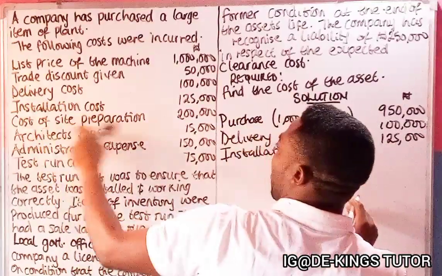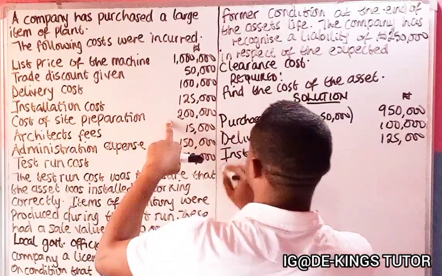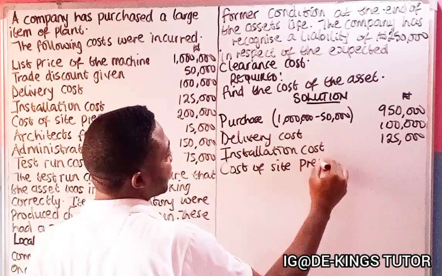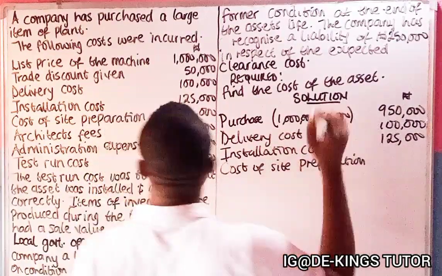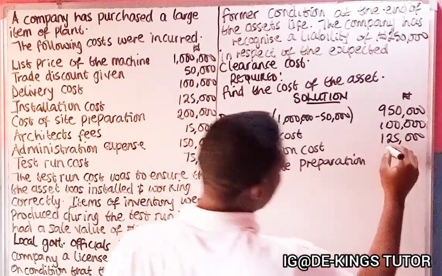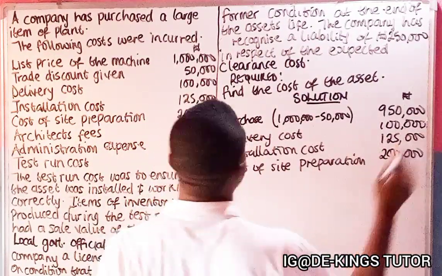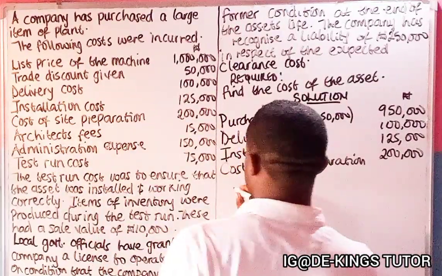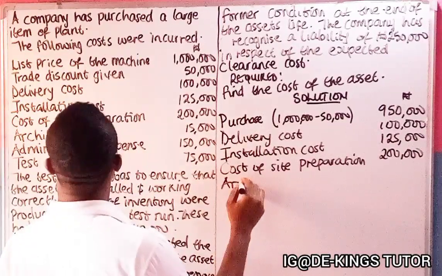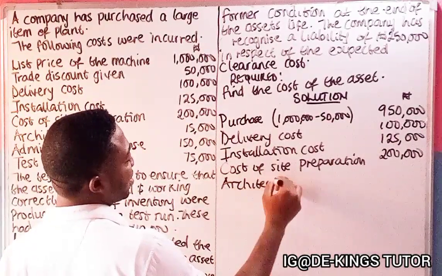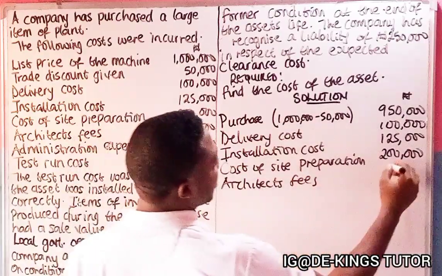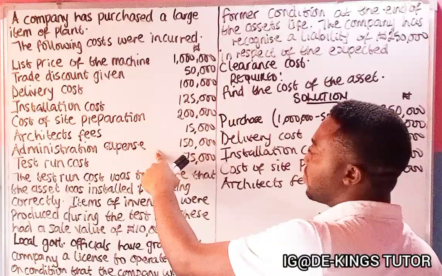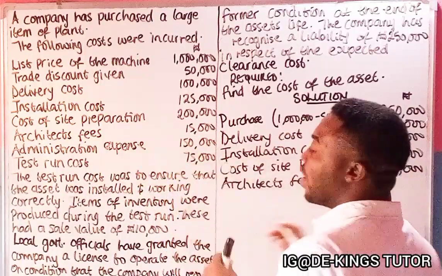The next one is the cost of site preparation. Okay, it should be added also. Cost of site preparation, which is 200,000. So we have 200,000 here. Okay. The next one is architect fees. That's a professional fee. We said it also includes the cost. So it will be architect fees as 15,000. Okay. Now the next one is administration expense, which is 150,000.